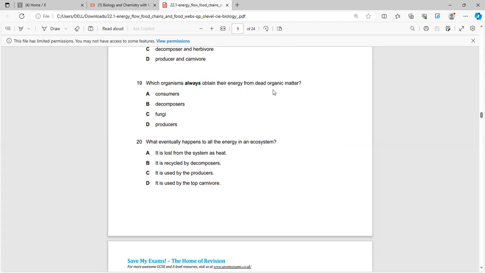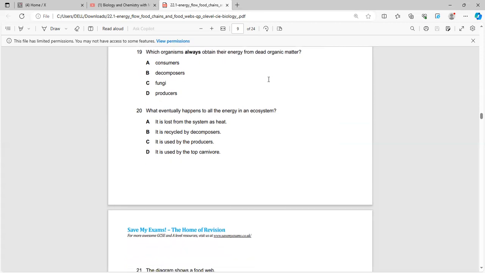Although fungi also obtain their energy from dead organic matter, specific exceptions can exist, such as in the question above, in which we saw the bacteria which carried out the process of photosynthesis. However, if you talk about the definition, decomposers are always those organisms which obtain their energy from dead organic material. The definition implies so.